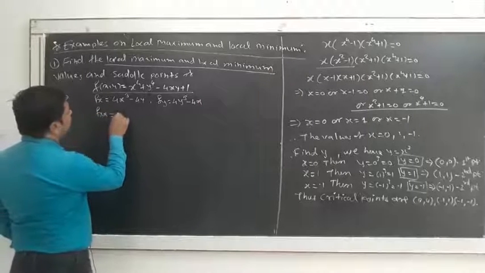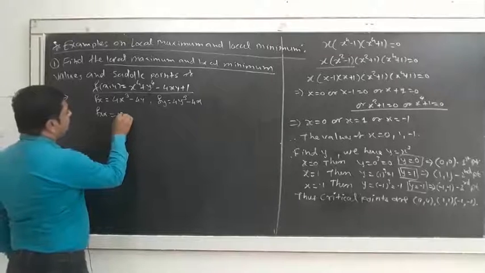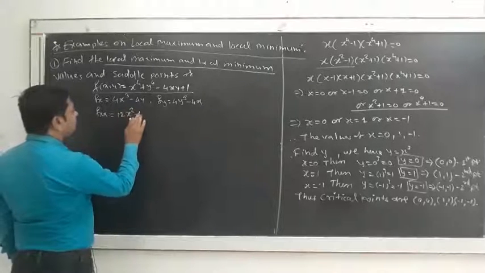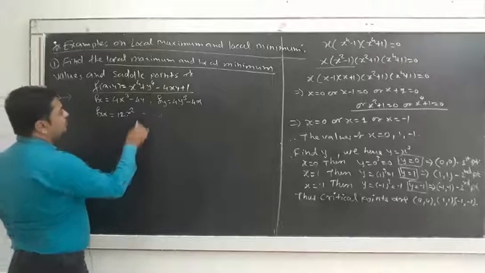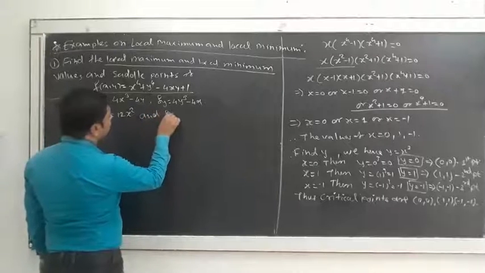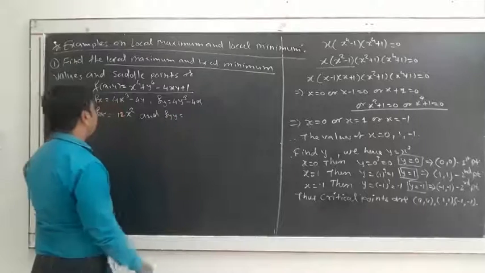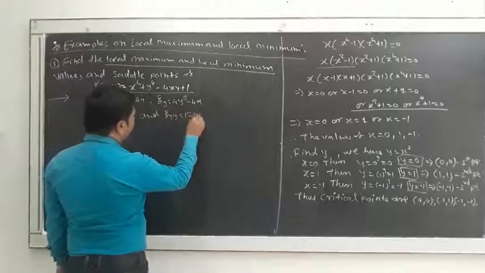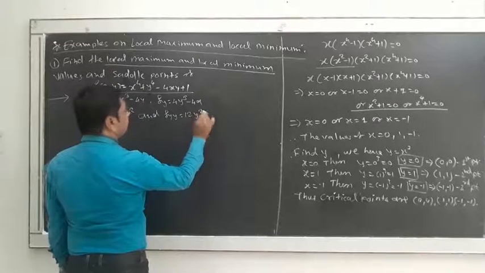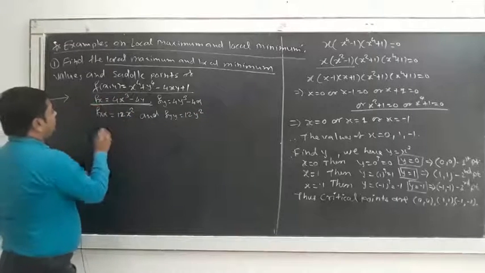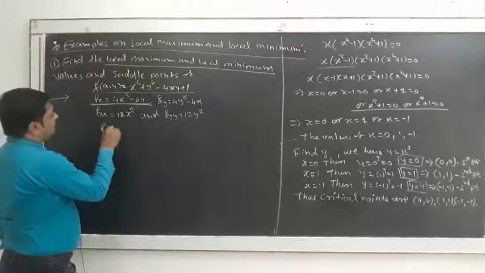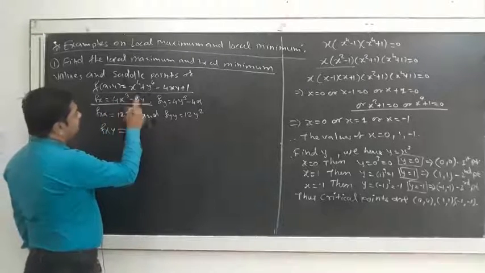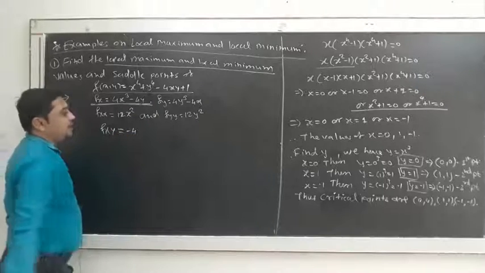fxx is equal to 4 3s are 12 x square minus 0, so 12x square. What is your fyy? fyy is 4 3s are 12y square minus 0. Find fxy, that is the derivative of fx with respect to y. This derivative is minus 4.